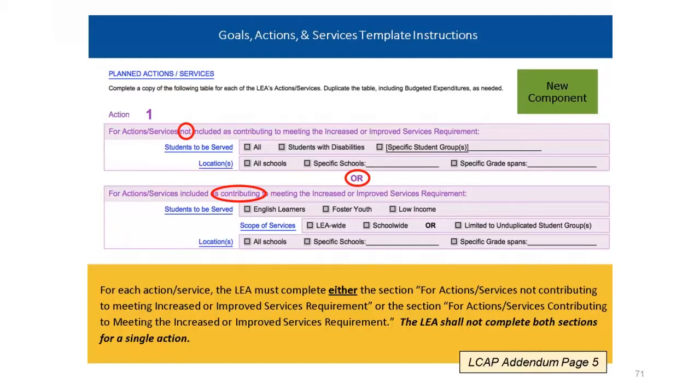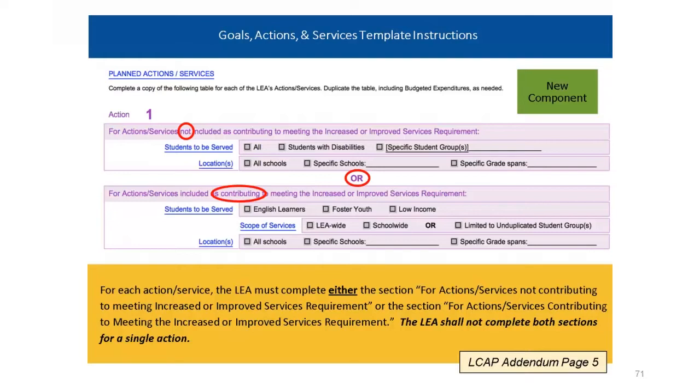Again, the first box is for actions and services that are not included as contributing to the increased or improved services requirement, and the second box is for actions and services that are included as contributing to meeting the increased or improved services requirement for the unduplicated pupil groups. These are the services designed with the needs, conditions, or circumstances of the low-income students, foster youth, or English learners in mind. Next to students to be served, you may check one or more boxes to indicate which groups the action is focused on. Specific schools may be listed.